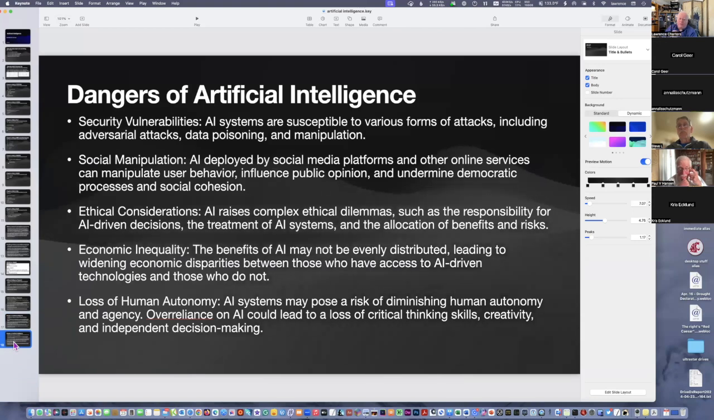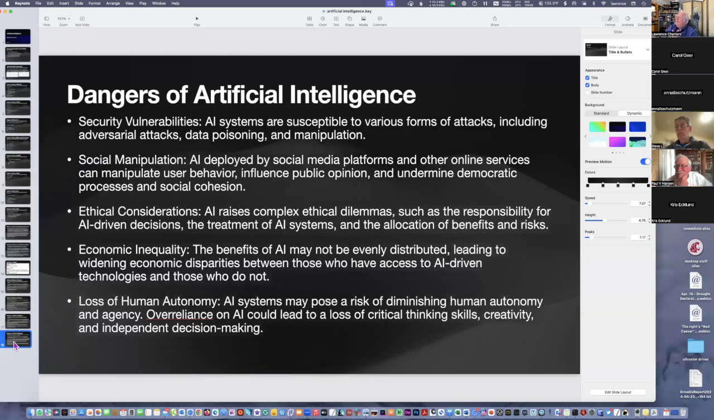There are also security vulnerabilities. We have trouble right now securing systems that are designed to be secure. How difficult is it going to be to make something secure that we did not design? The thing that we made is designed to learn, and it could learn bad stuff.